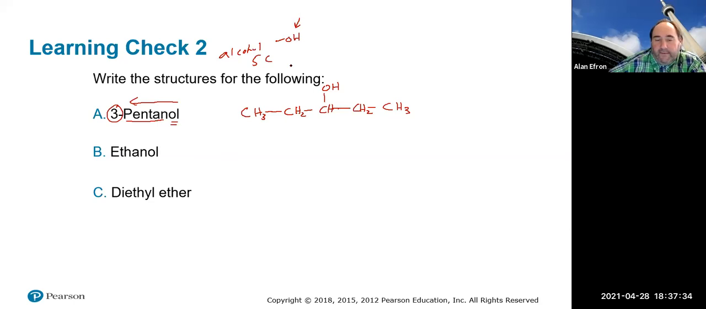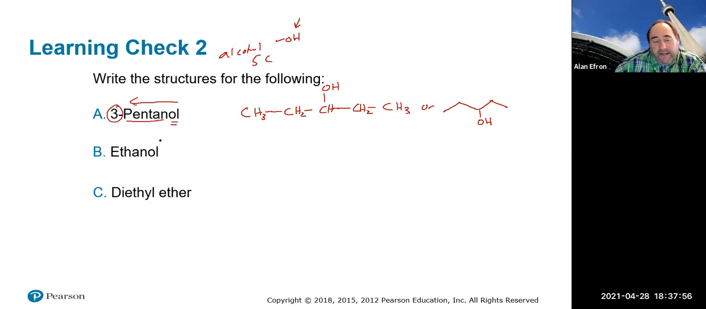We haven't done line structure in a bit, but if we did a line structure, 1, 2, 3, 4, 5, and a carbon number 3 would be my OH. It would look something like that, by the way. Any questions on that?